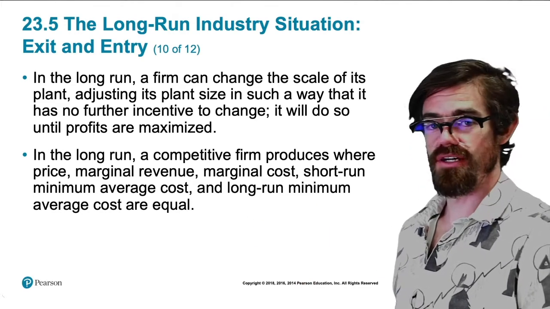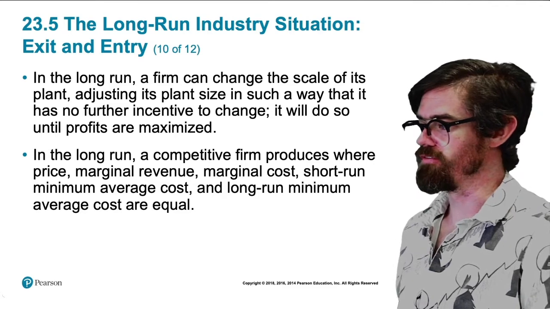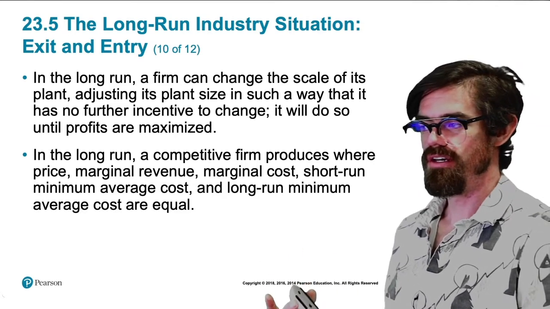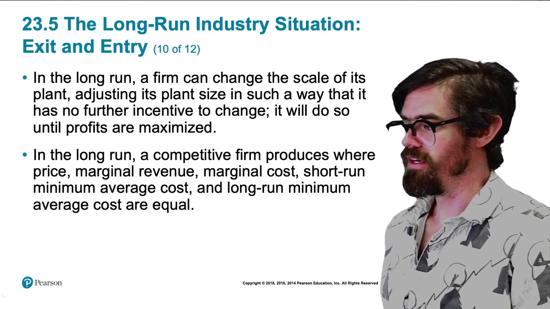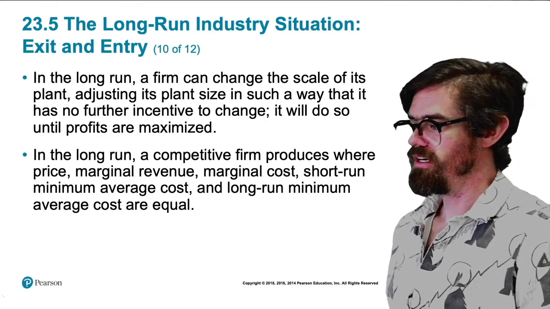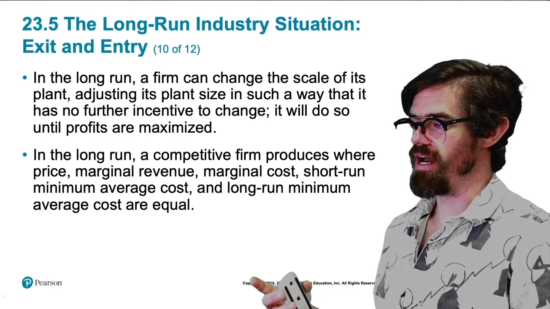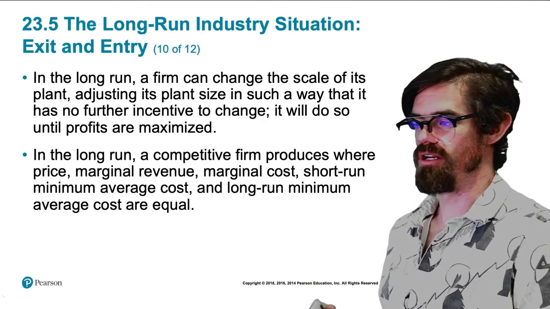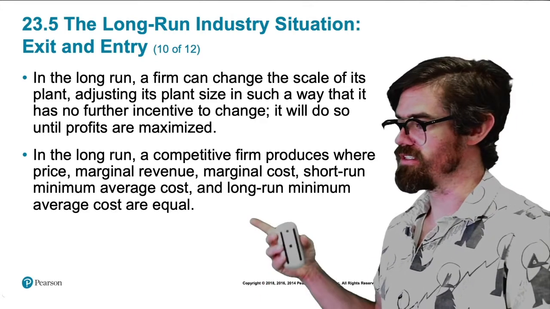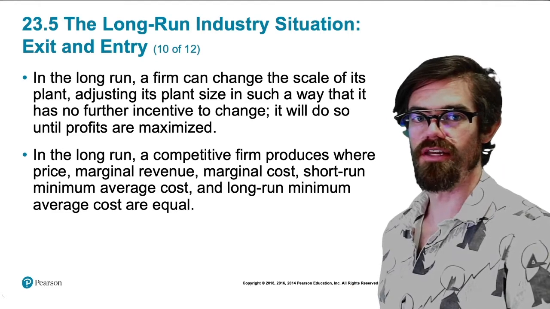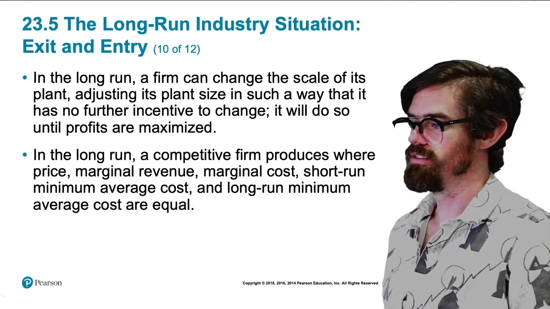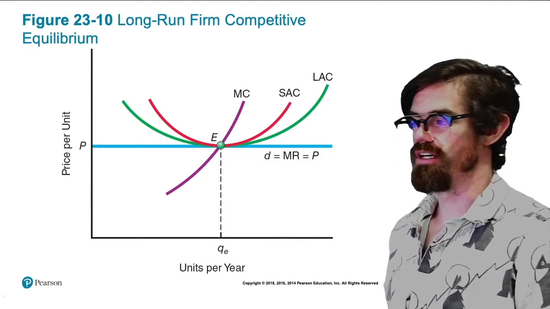Recall basically what we've seen throughout the course of this chapter is that the firm is going to produce where price, which is also marginal revenue, equals marginal cost, and that also turns out to equal the short-run minimum average cost and the long-run minimum average cost. So all of these things in this bullet point are equal in the long run. And this is what it looks like graphically.